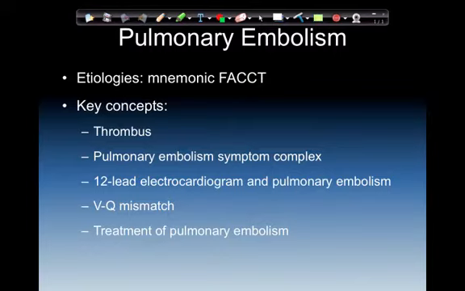A 12-lead EKG in pulmonary embolism may show signs of right heart strain. That would be a new onset right bundle branch block, the three rights: right ventricular hypertrophy, right bundle branch block, and right atrial enlargement. It may also show signs of acute cor pulmonale: a large S wave in lead 1, a Q wave in lead 3, and an inverted T wave in lead 3. S1, Q3, T3 is what that's called.